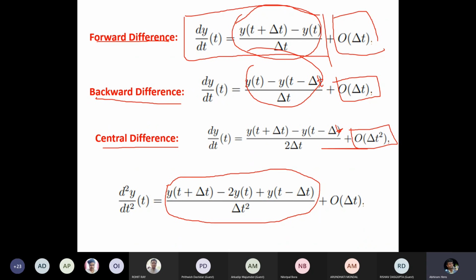If there is any differential equation, it will have terms like dy/dx, dy/dt, or d2y/dx square. All these can be replaced by these kinds of coefficients. So if in any equation you replace dy/dt etc. with these right hand side terms, then you can convert a differential equation to an algebraic equation, right? So that is our objective of discretization.